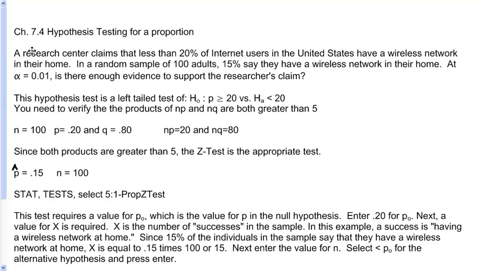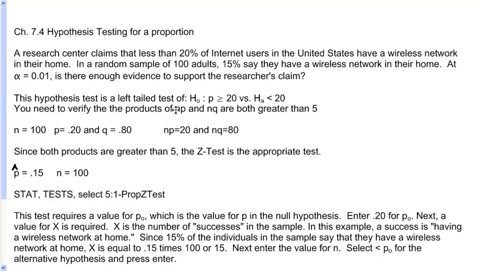7.4 hypothesis testing for a proportion. And here's the problem. It says a research center claims that less than 20% of internet users in the United States have a wireless network in their home. In a sample of 100 adults, 15% say they have a wireless network in their home. At alpha equals 0.01, is there enough evidence to support the researcher's claim?